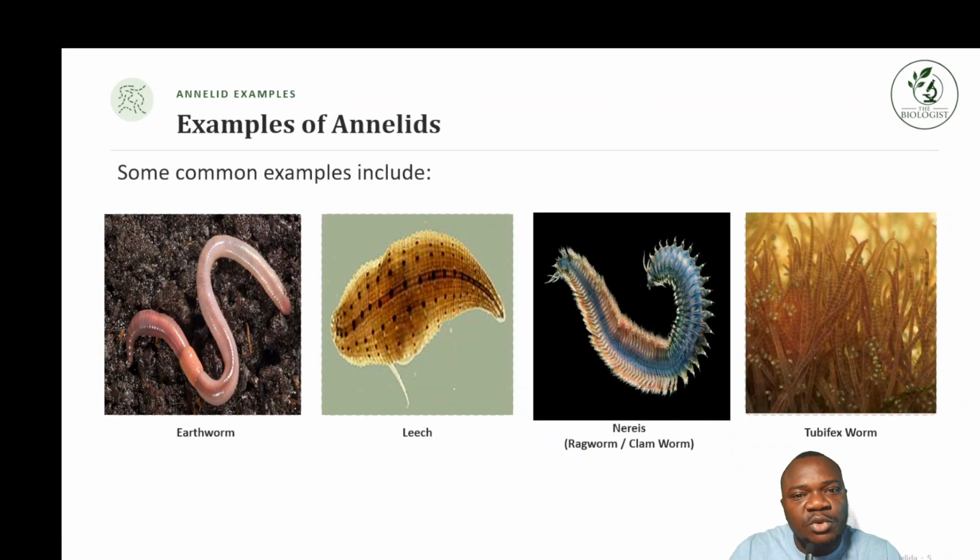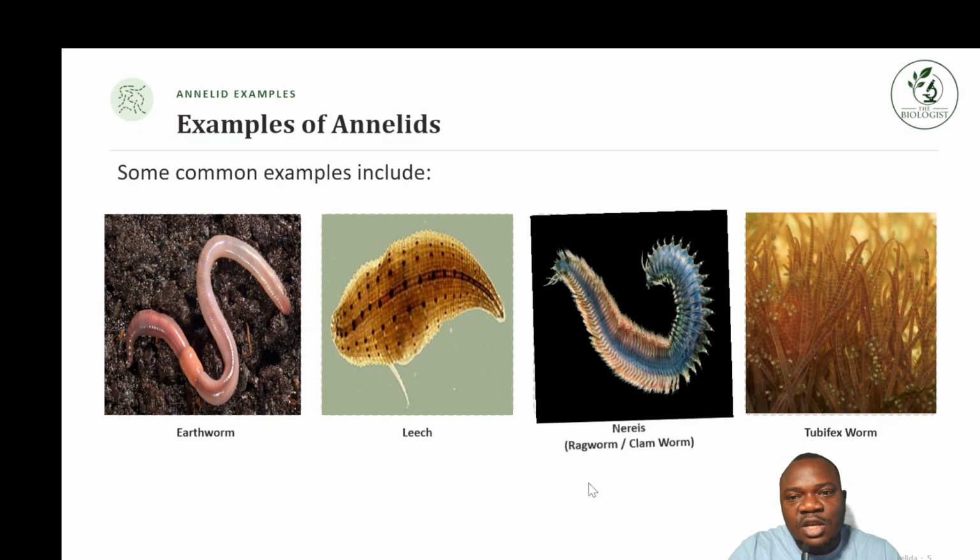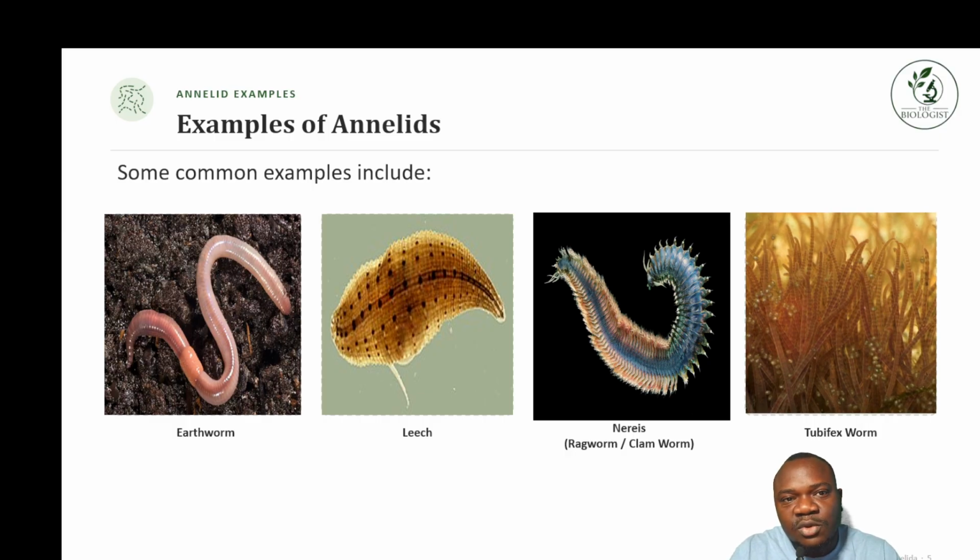Here is just a picture presentation with some good examples. You can see the earthworm, which is very common. You have the leech, which is very dangerous. You have Nereis, and you have Tubifex worms. You can go through it, it looks very beautiful. Just familiarize yourself with how they look and their names.